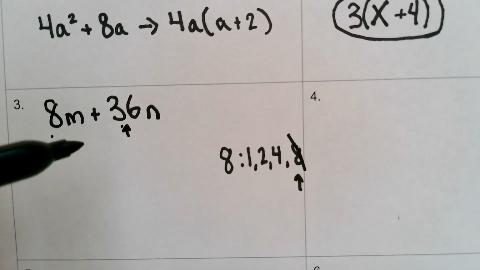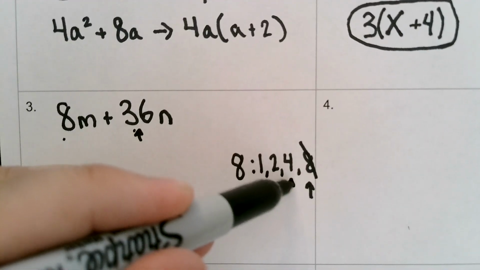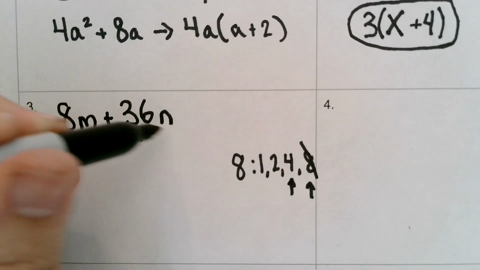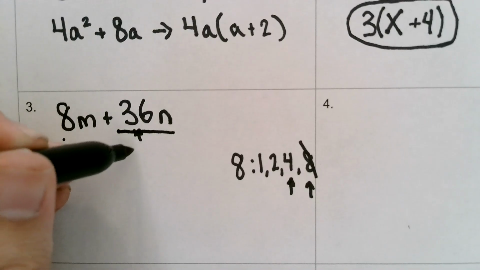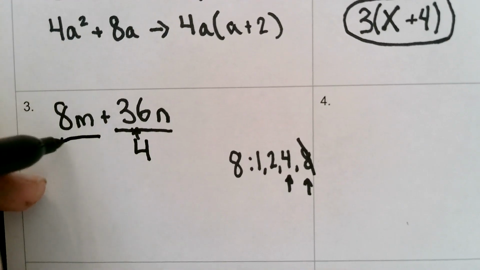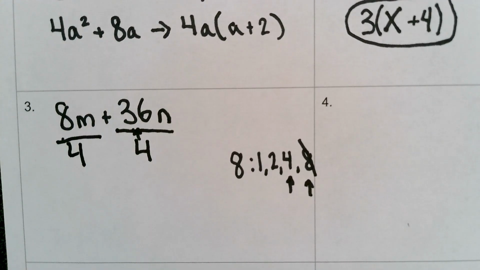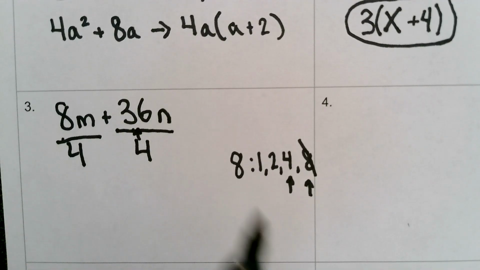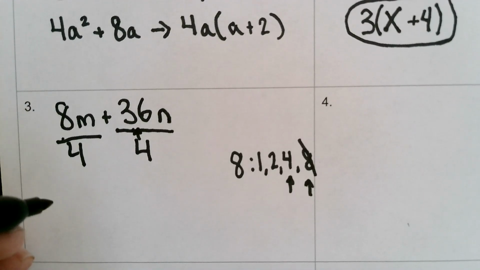I go to my next one, 4. Does 4 go into 36 evenly? Yes, it does. So my greatest common factor is 4. So now I look at my variables. Can I factor out a variable? And the answer to that is no, because while both of these terms have variables, this has an m, this has an n, so it does not work because they are not the same letter. So my greatest common factor is just 4.